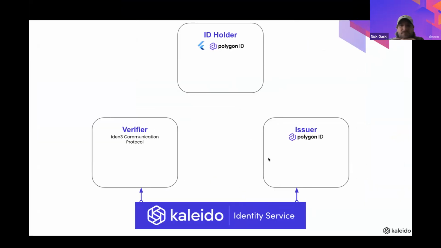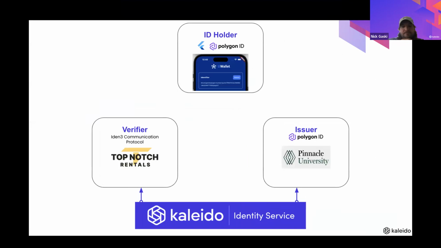In Otto's first presentation, he demoed the verifier, issuer, and the ID holder triangle here. Kaleido stands up the verifier server and the issuer server. The verifier is using the Iden3 communication protocol, the issuer is using Polygon ID, and then the ID holder is going to be an iPhone app that is using the Flutter SDK along with Polygon ID.